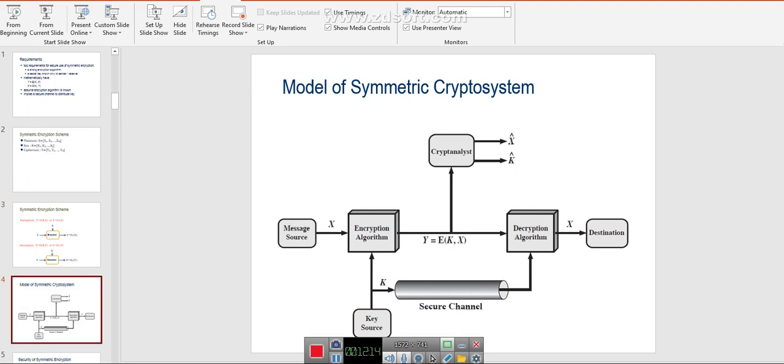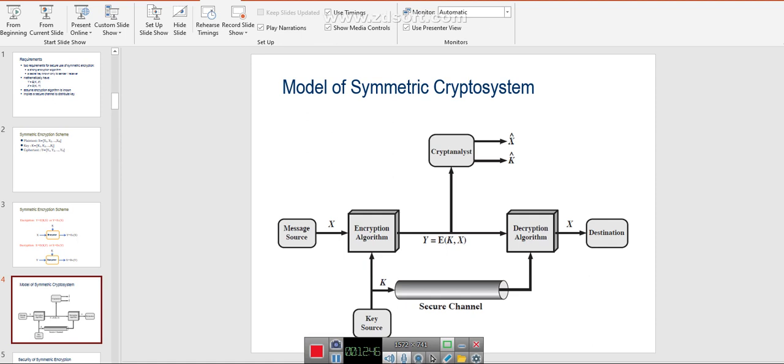So we have what we call the model of a symmetric cryptosystem. We have a message source that undergoes encryption through the use of an encryption algorithm. Then we have a key, which is transmitted through a secure channel. Then it undergoes a decryption algorithm. Then we have our destination, or where the message is intended to go.